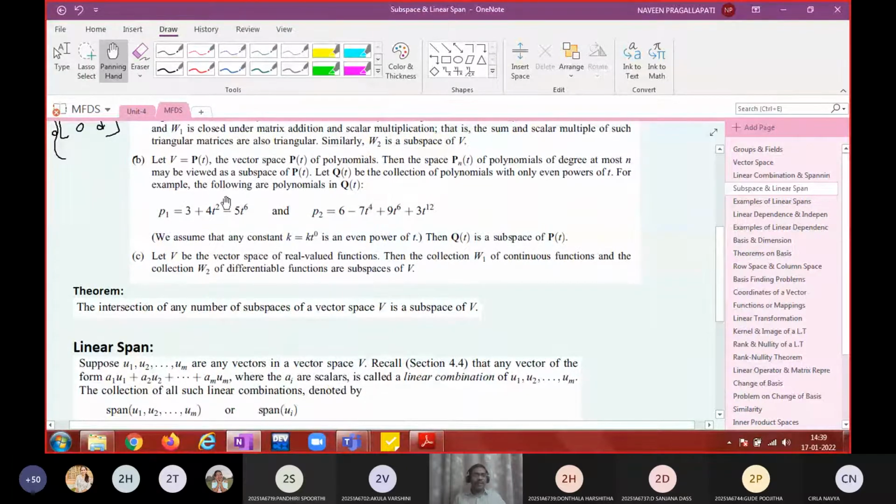Similarly, you take the space of polynomials. Okay, so if you take the space of polynomials of degree at most n, you know how to add two polynomials, and you know how to multiply a polynomial with a number. 2 into x square plus 3 is 2x square plus 6, which is another polynomial. So there is addition of polynomials. There is a multiplication of a polynomial by a scalar.